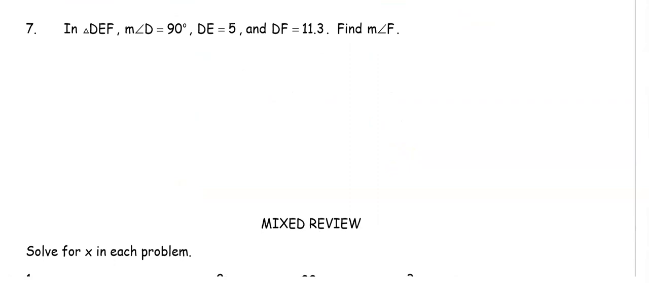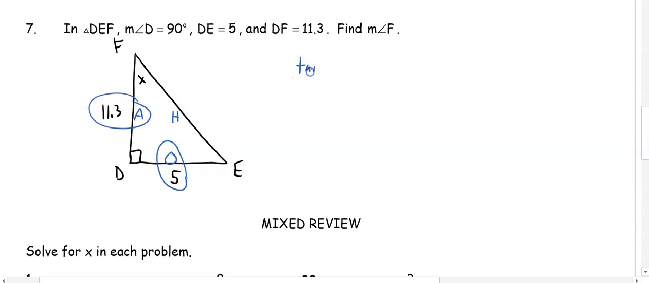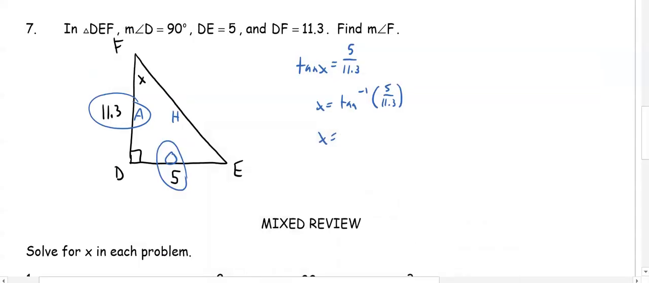Number 7 is the same idea. We need to draw a triangle again. So we create our right triangle. So DE is 5, DF is 11.3. Find the measure of angle F. So based on the measure of angle F, we have opposite, hypotenuse, adjacent. So we are using tangent. The tangent of X equals 5 over 11.3. So we have tan inverse of 5 over 11.3. So that is going to get us 24 degrees.